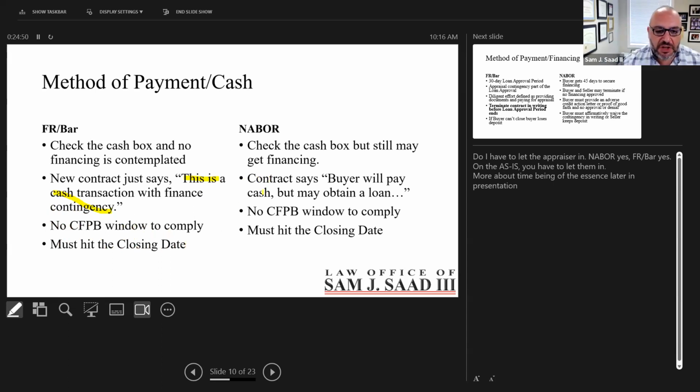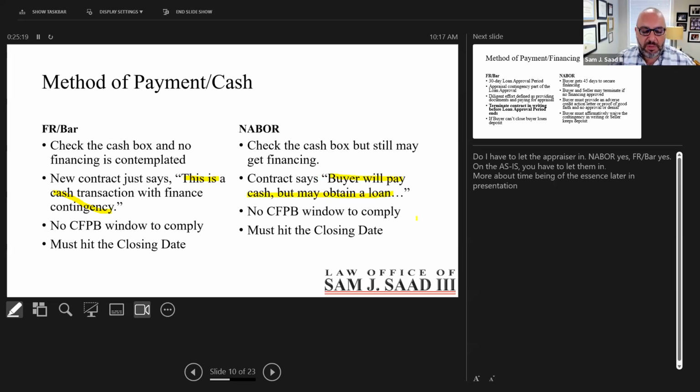And that's also the same under NABOR, but the NABOR contract contemplates that a cash contract may still be financed. There's just no contingency for the financing. So if the buyer doesn't get their financing, they can't get out of the deal. The buyer will pay cash, but may obtain a loan, is how NABOR phrases it. So you've got a little bit of a difference there.